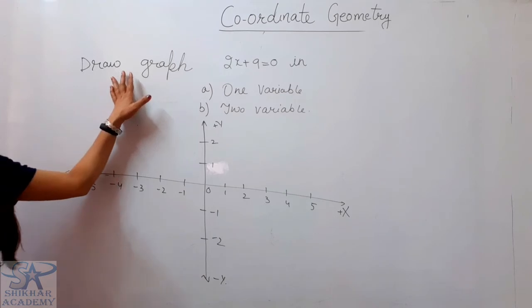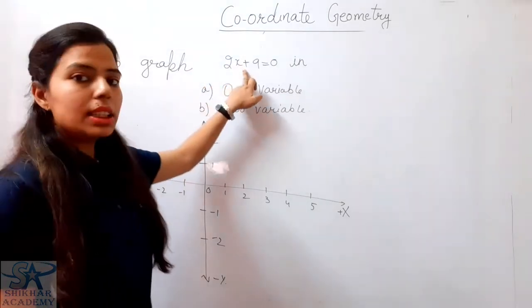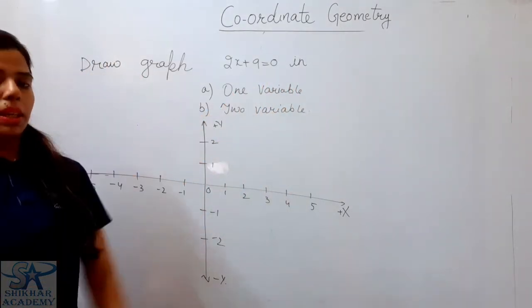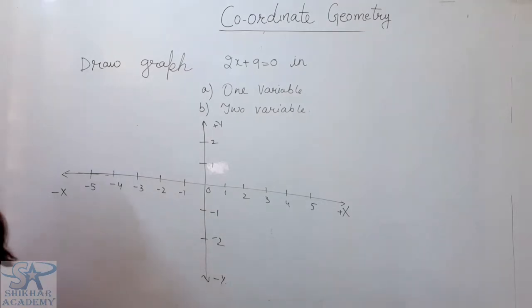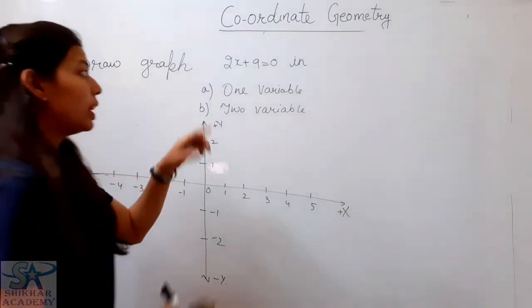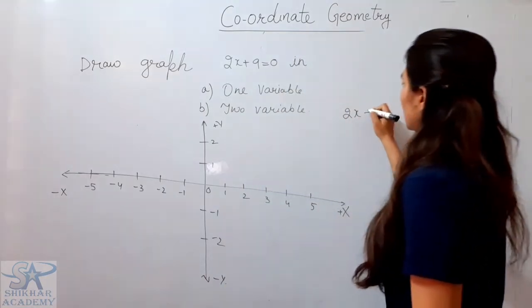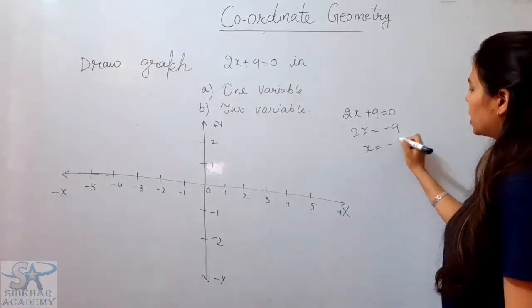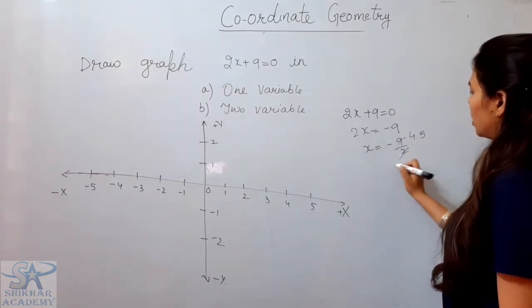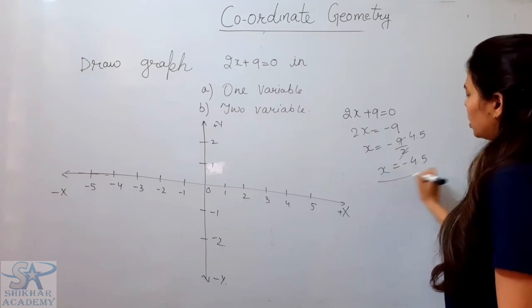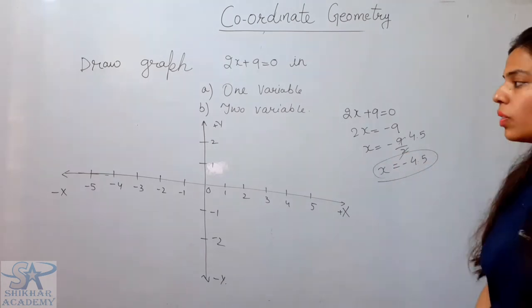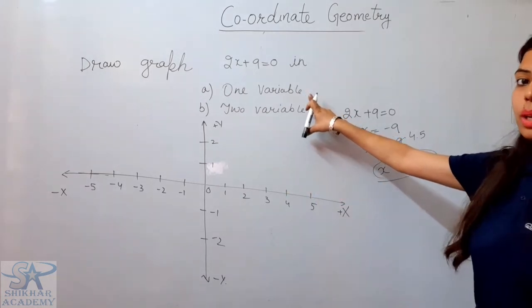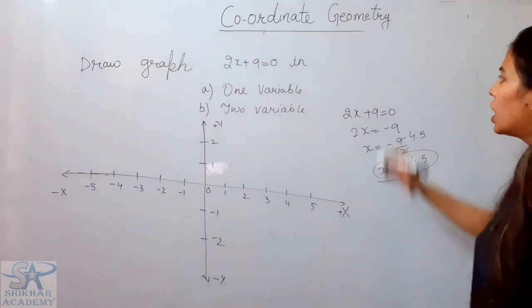Here I have written a question: draw the graph of 2x plus 9 equals 0 in one variable and in two variables. अगर हम बात करते हैं in one variable, that means we are talking about only a single variable. My equation is 2x plus 9 equals 0. Here 2x equals minus 9 and x will be equal to minus 9 upon 2, that is minus 4.5. So as I have already told you, x equals minus 4.5. I have told you in two variable plane में किस तरह से draw करना है. But this is if we have to draw in one variable. One variable means you will be drawing it on the number line only.